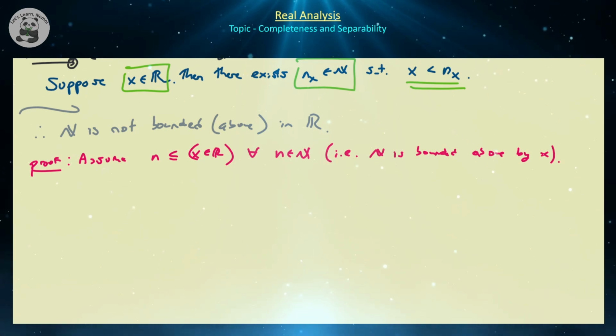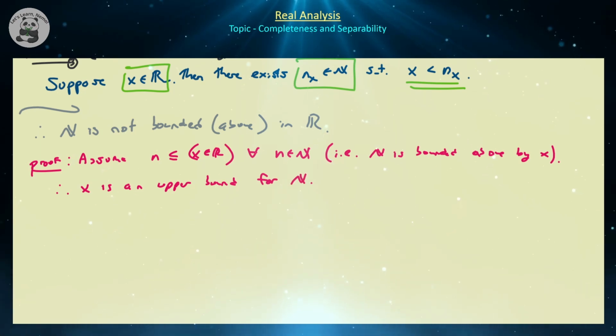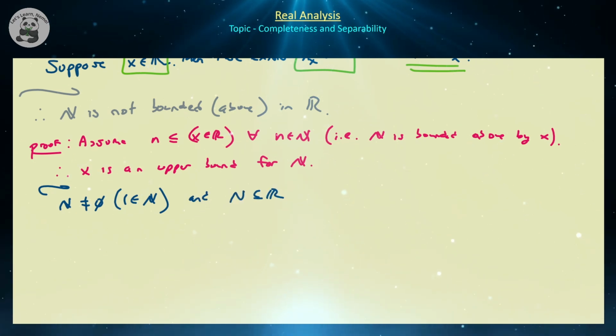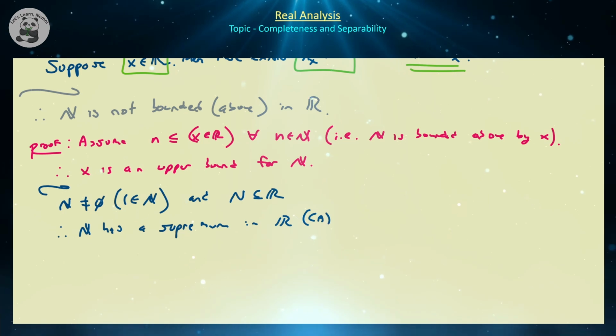So if this is true, what do we exactly mean by n is less than or equal to x? Well, that would mean that x is an upper bound for a set of natural numbers. So what do we know about the set of natural numbers? So we know that the natural numbers is not empty, because we know at least 1 is a natural number. And we also know that n is a subset of the real numbers. So n is a non-empty subset of the set of real numbers. That means that n has a supremum in R, right? So that's the completeness axiom of the set of real numbers.